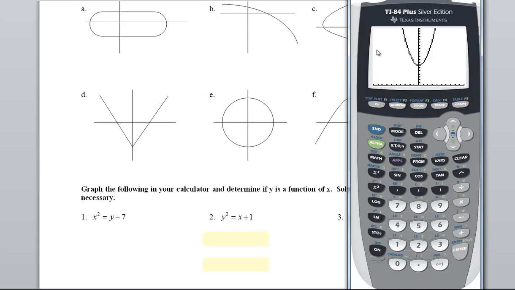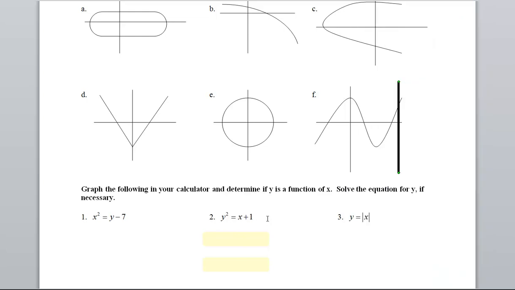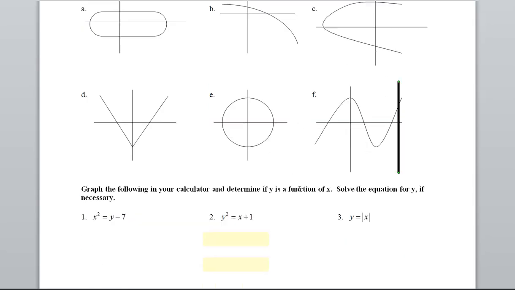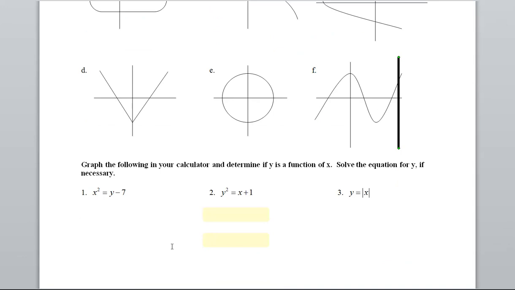So if you can imagine that vertical line coming through, I can only hit it in one place, so number 1 is a function. Okay? Now, 2. We've got to look at number 2. Earlier I said, right here, if given an equation where y is raised to an even power, you will not have a function. Well, let's see why.